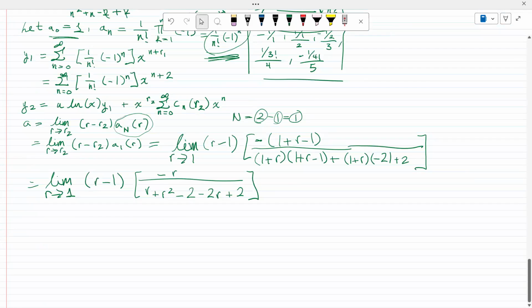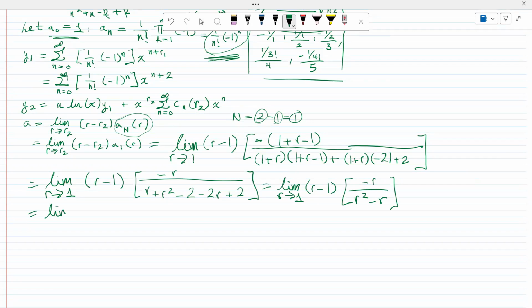Okay. And this is equal to the limit as r approaches 1 of r minus 1 times negative r divided by r squared minus r, which is equal to the limit as r approaches 1 of r minus 1 times negative 1 over r minus 1, which is just negative 1.